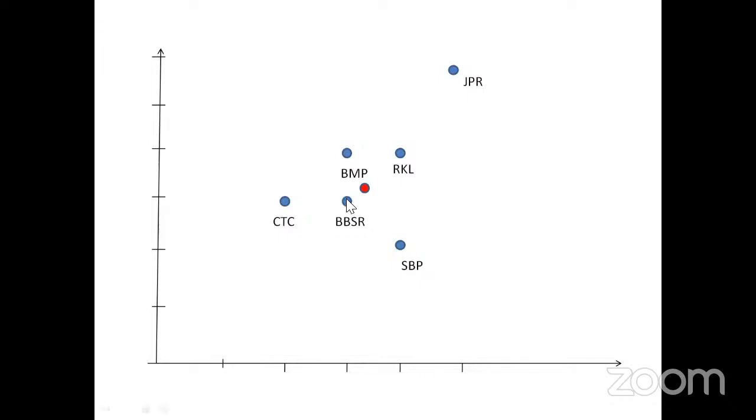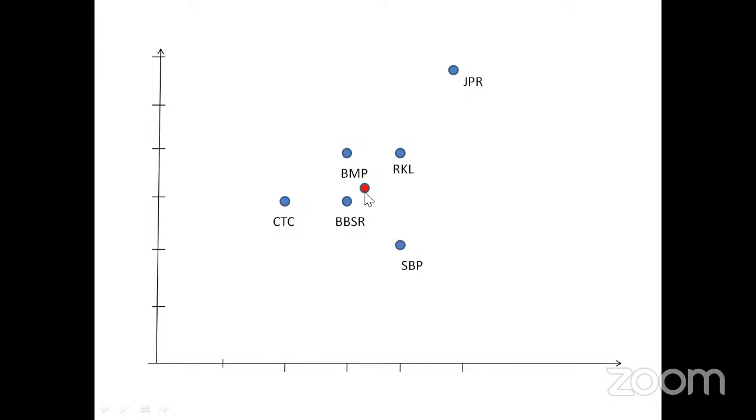Same way, find it out for all these locations. BBSR, how much distance will come? BBSR is at 30. Along the y-axis, how much distance will come?